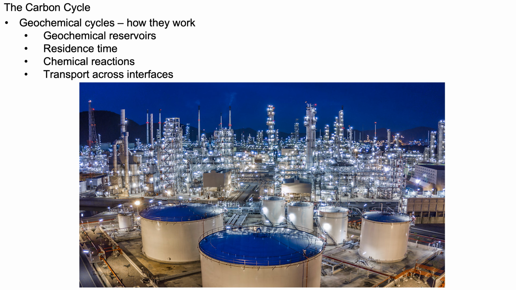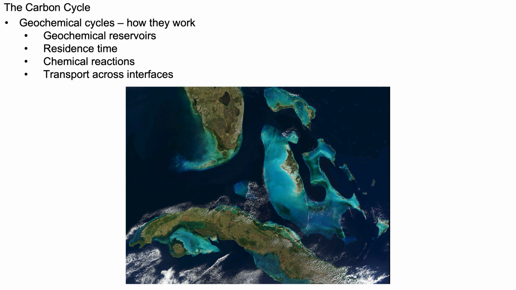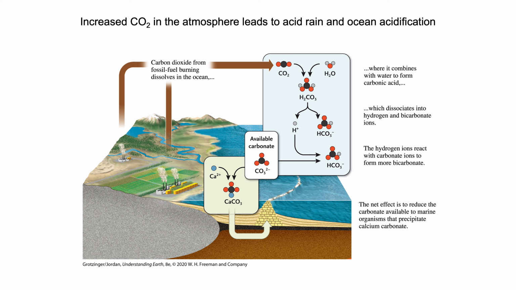And this is going to result in, ultimately, a transport across interfaces to reach equilibrium between systems, between the atmosphere and the ocean. Right now, the atmosphere has more CO2 than the ocean, so the net movement is CO2 from the atmosphere into the ocean, dissolving calcium carbonate. So here we see an example of increased carbon dioxide in the atmosphere, leading to acid rain and ocean acidification. This is something we talked about briefly earlier in the course.